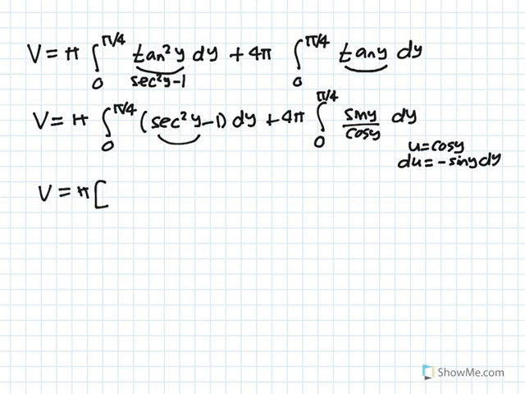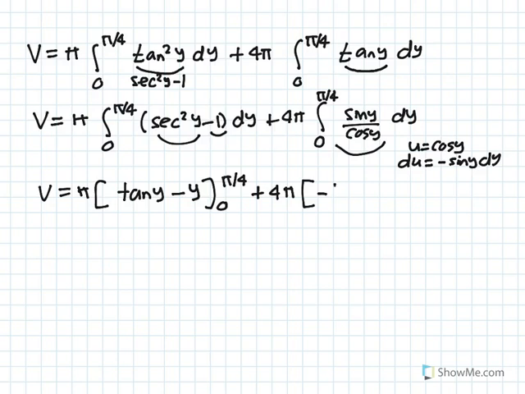What is the antiderivative of secant squared y? That's just tangent y, because derivative of tan y is secant squared y. What is the antiderivative of 1? That's just y, evaluated from 0 to pi over 4, plus 4 pi. And the integral of sine y over cos y with respect to y is just going to be minus log of cosine y if we apply the U substitution technique from 0 to pi over 4.